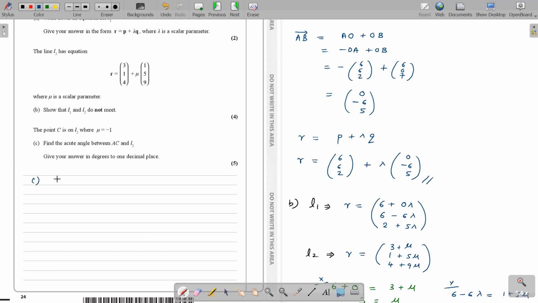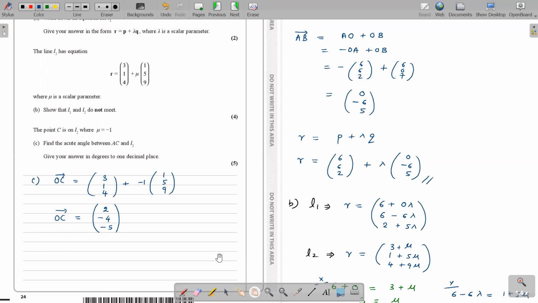First, let's get the C coordinate. OC. How do we get the C coordinate? Go to the line 2 equation and replace the mu with minus 1. So what do we get here? For the C coordinate, 3 plus minus 1 into 1 is minus 1. 3 minus 1 is 2. 1 minus 5 is minus 4. 4 minus 9 is minus 5. Is this okay? 2, minus 4, minus 5 is the C coordinate.